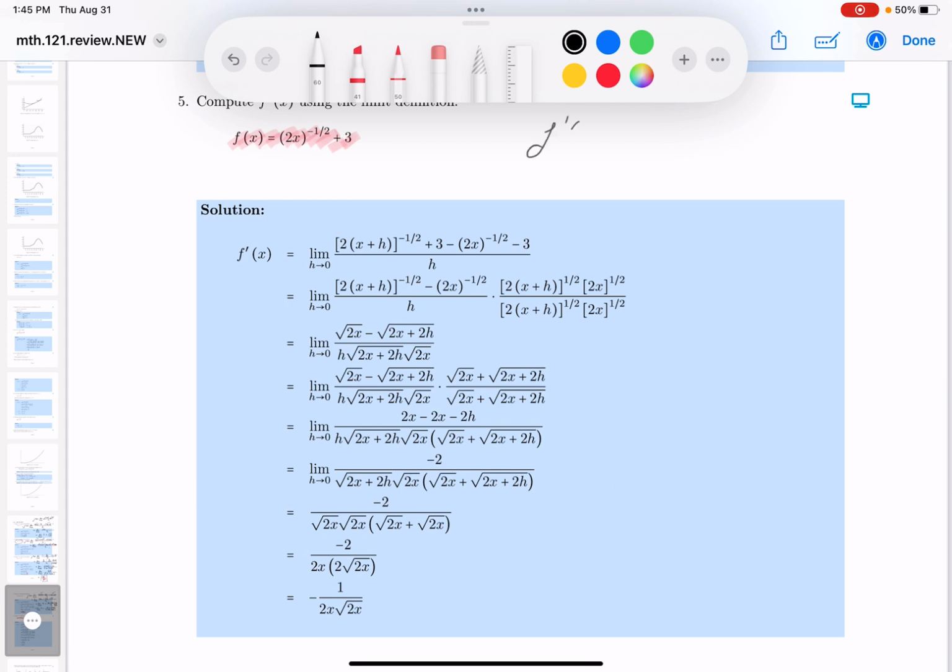So f prime is going to be the limit as h goes to 0. And this is a good place to start. Am I seeing that? Yeah, f prime is the limit as h goes to 0. What's the next thing I put down? Probably a fraction bar in h. And again, we're going to look at the key. I definitely see the h part.